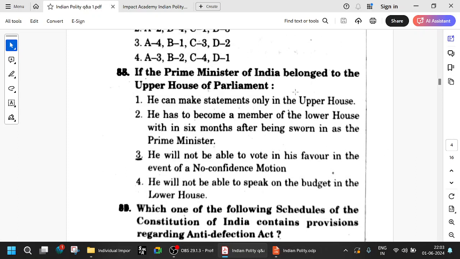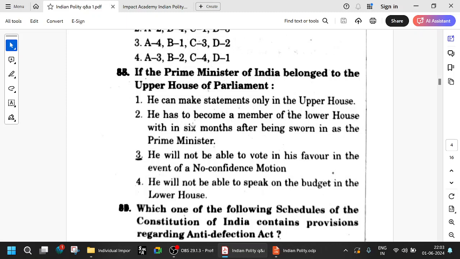So if the Prime Minister of India belongs to the upper house, that is the Rajya Sabha, as in the case of Indira Gandhi ji and Manmohan Singh, they were from the Rajya Sabha, not from the Lok Sabha. So if the Prime Minister belongs to the upper house, he can make statements only in the upper house. This is wrong. Once he becomes a Prime Minister, he can make statements in both the upper house and the lower house.